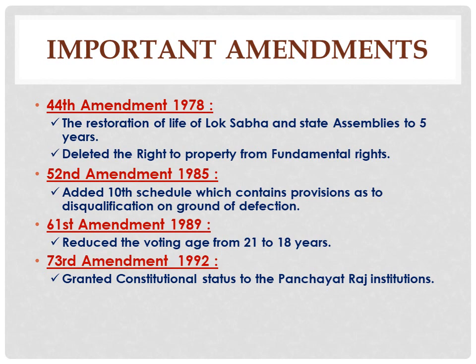And then the 61st Amendment of 1989. It reduced the voting age from 21 years to 18 years for the Lok Sabha and state legislative assembly elections. Next is the 73rd Amendment, which was made in 1992. In this amendment, the Panchayati Raj Bill was passed and it granted constitutional status to the Panchayati Raj institutions, constitution of Panchayats at village and other levels, direct elections to all seats in Panchayats, reservation of seats for scheduled castes and scheduled tribes, and fixing of tenure of 5 years for Panchayats.